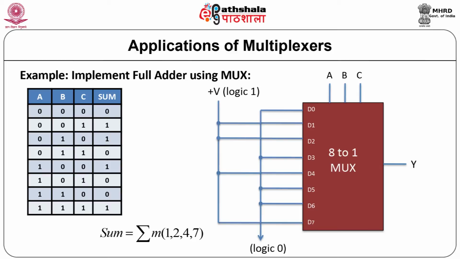From the truth table, we can connect wherever the sum is 1, those inputs to logic 1 and the rest of the inputs to logic 0. By applying the corresponding ABC inputs, we can definitely generate the necessary sum term. So, sum term is expressed in terms of sum of minterms 1, 2, 4 and 7.